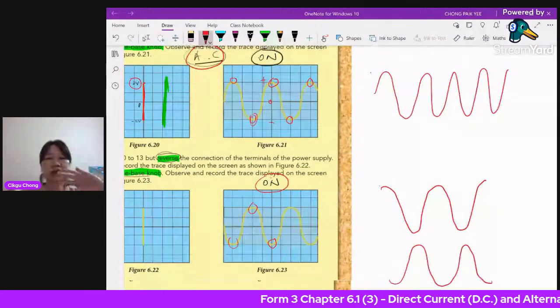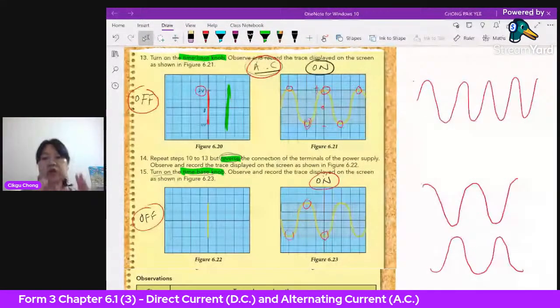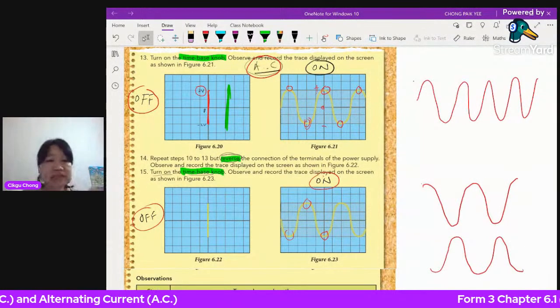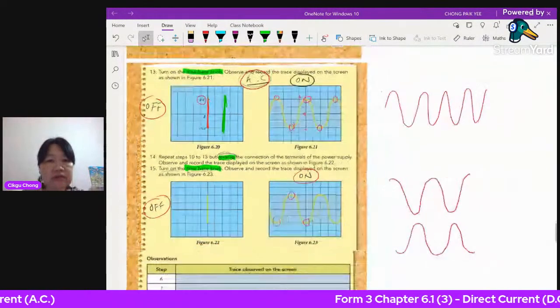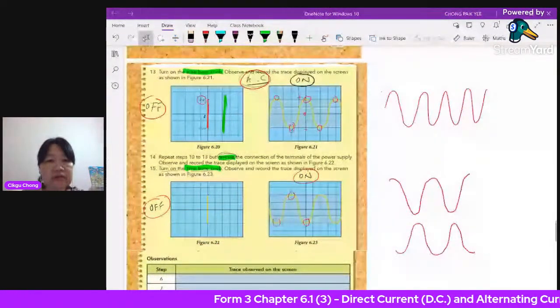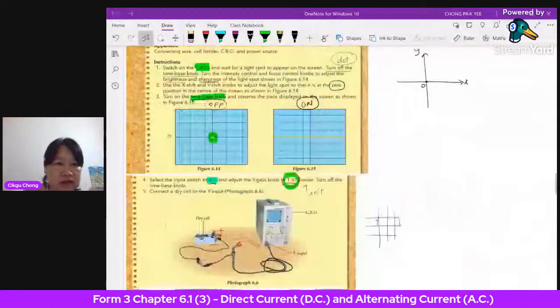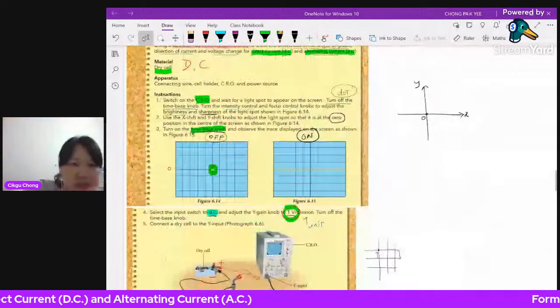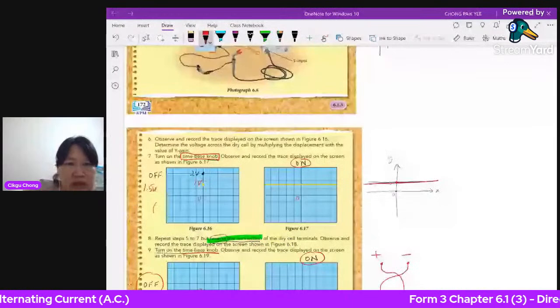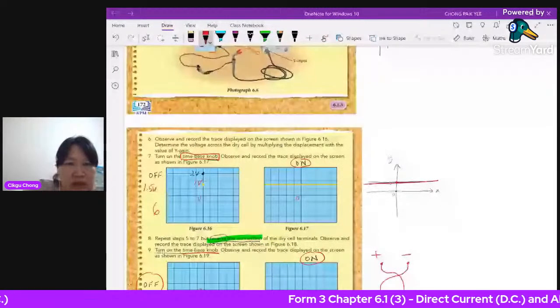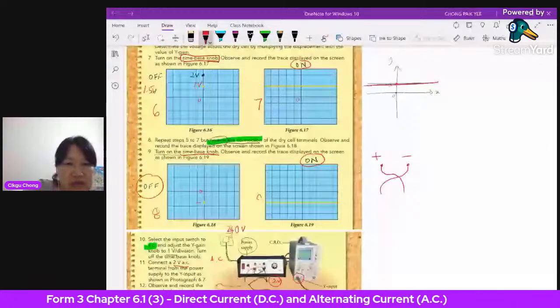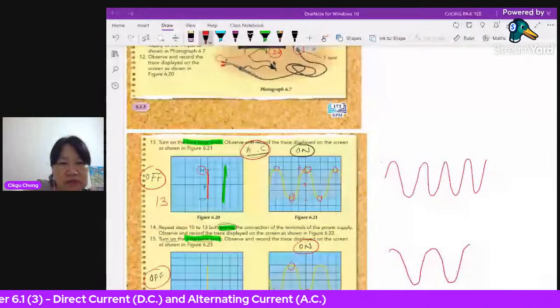Just remember that when you have your time-base knob switched on, you will get a wave pattern if it's AC. If it's DC, it's just one line only. So from step 6 until 15, step number 6 is this one, this is step number 6, this is step number 7. This is the pattern you get. Then you have your step 8, then step 9. Then you have your step 13 here. This is step 14. You see the different patterns.